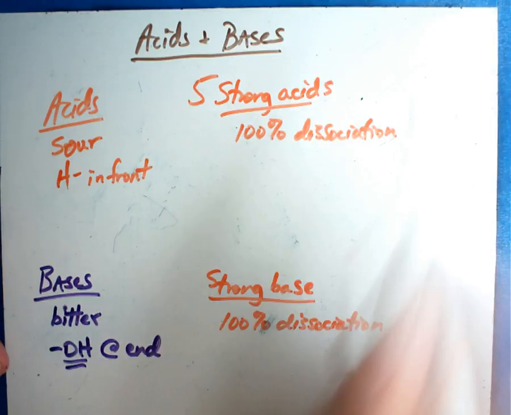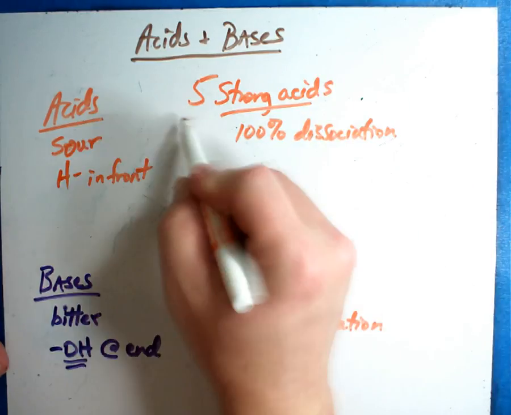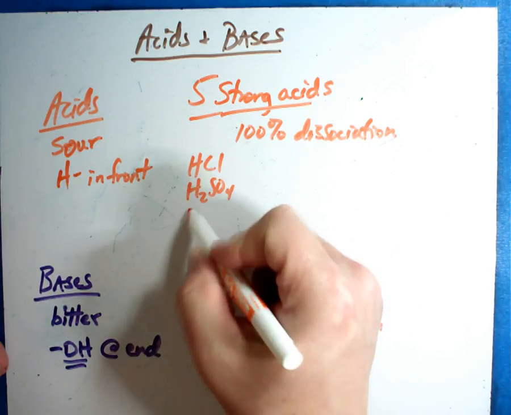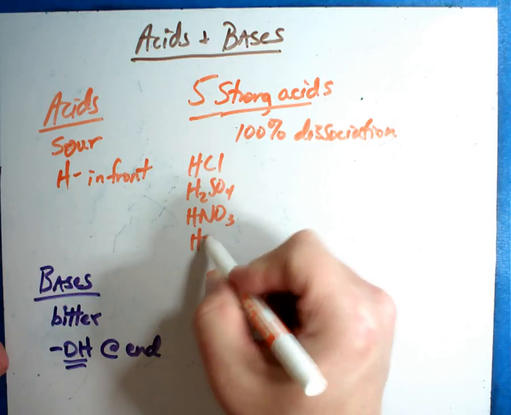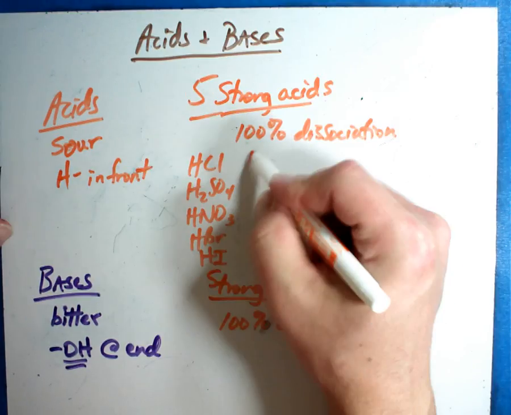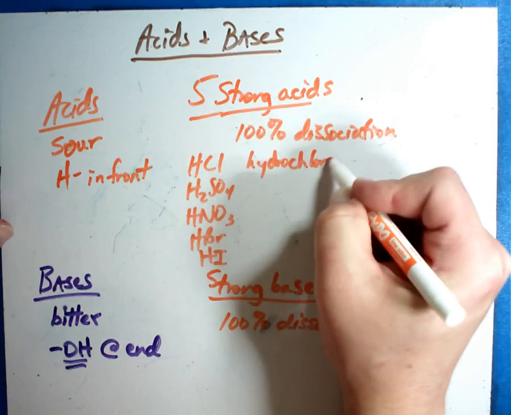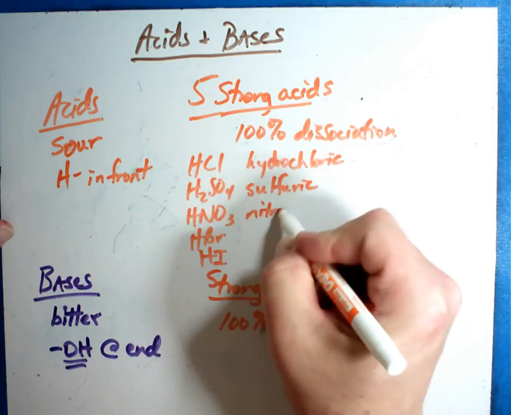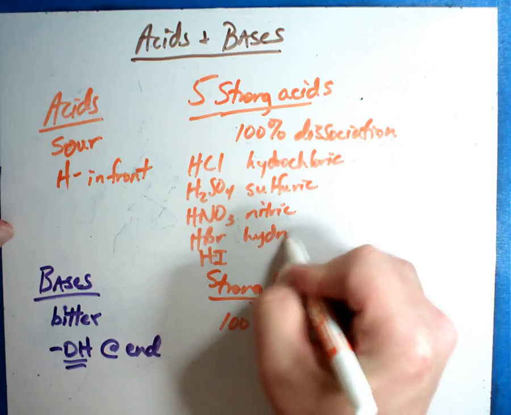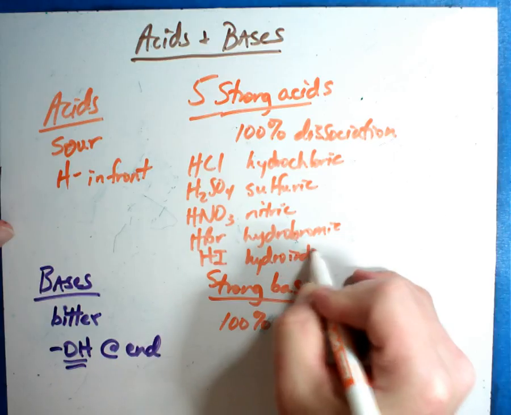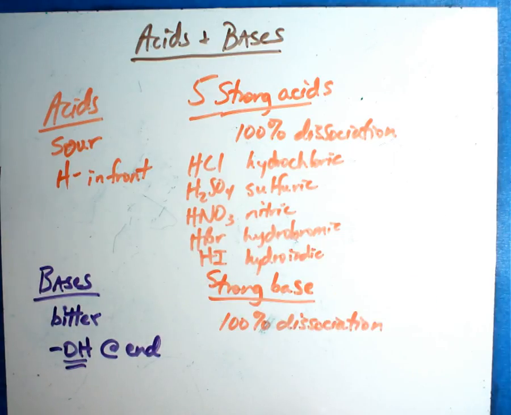There's 5 strong acids. You'll want to remember these. HCl, H2SO4, HNO3, HBr, and HI. You may want to pause the video to catch up to me. Now I'm going to go ahead and write the names. Hydrochloric, sulfuric, nitric, hydrobromic, and hydroiodic. These are the 5 that we feel like the state is going to use as the 5 strongest.